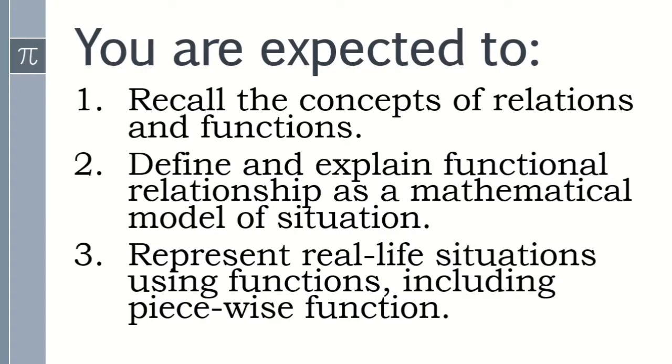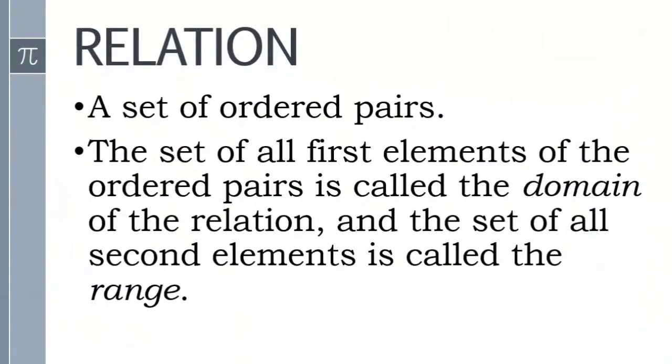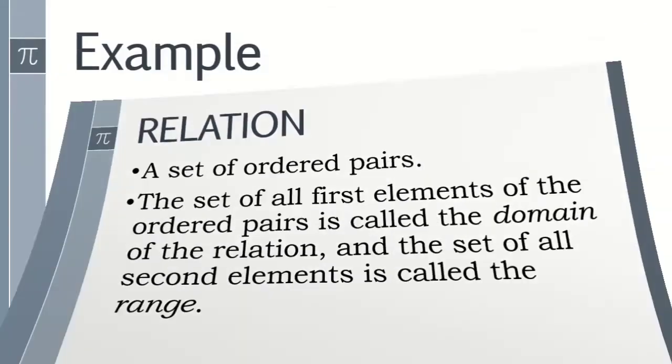So by definition, a relation is a set of ordered pairs. The set of all first elements of the ordered pairs is called the domain of the relation, and the set of all the second elements is the range. Let's have this example.